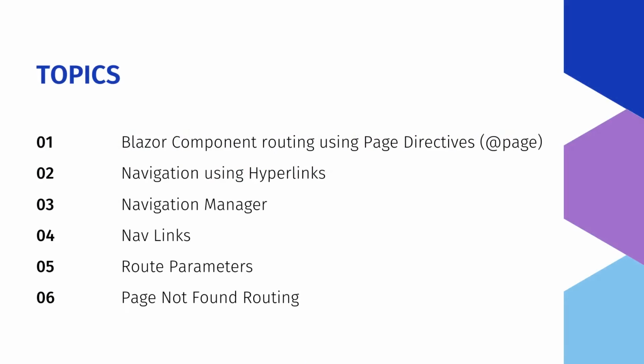First, let me show you the things we are going to see in this video. We are going to see Blazor component routing using page directives, @page, then navigation using hyperlinks, NavigationManager, NavLinks, then route parameters, then page not found routing. We will be going into detail about all these points in our video.